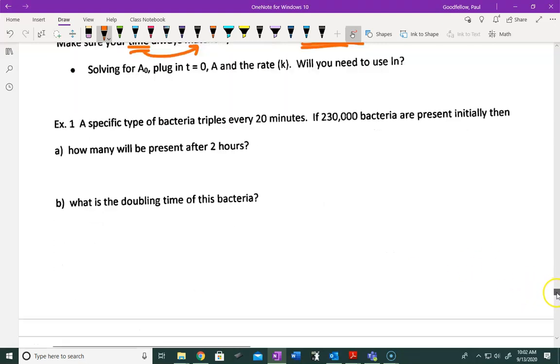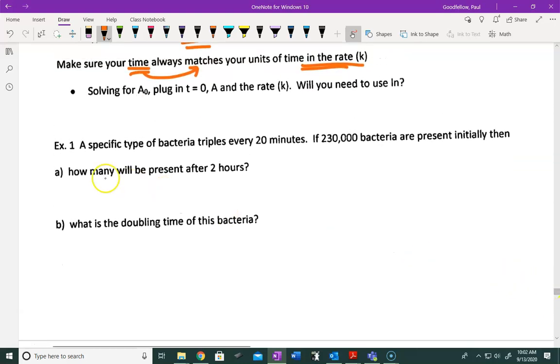Now, I'll give you an example of such a thing. Here's this first example. It says a specific type of bacteria triples every 20 minutes. Okay, now this is going to be a concept that we're going to have to look at here. The tripling amount takes place over a 20 minute time cycle. And if the amount of bacteria that originally started, this is your a sub o, is present initially.